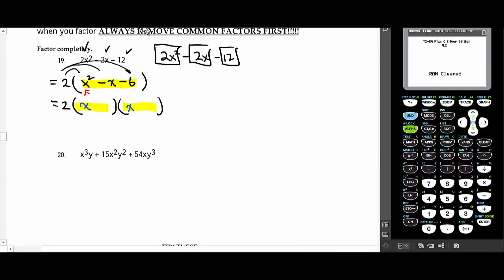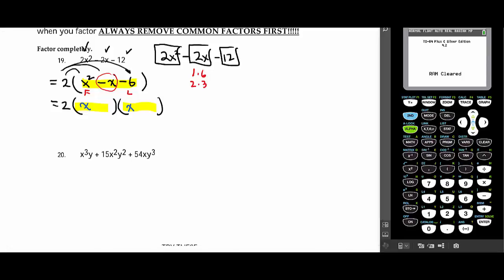The last term is going to be 6. And don't pay any attention to that 2 we took out. That's set. It has nothing to do with the rest of the problem. So the possible numbers for 6 are 1 and 6 and 2 and 3. So what you want to do is figure out which one you could use to get a negative 1 out of it. So what's right?